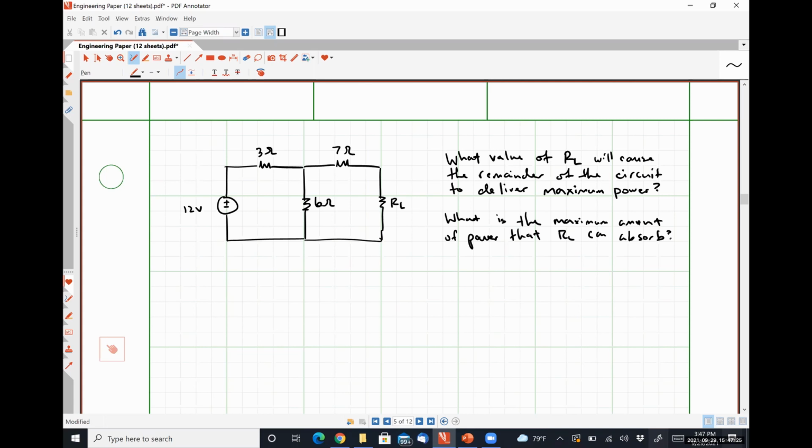So our goal here is to make everything connected to the left of those terminals I've just drawn look like a practical voltage source or practical current source. Joy, what's up?